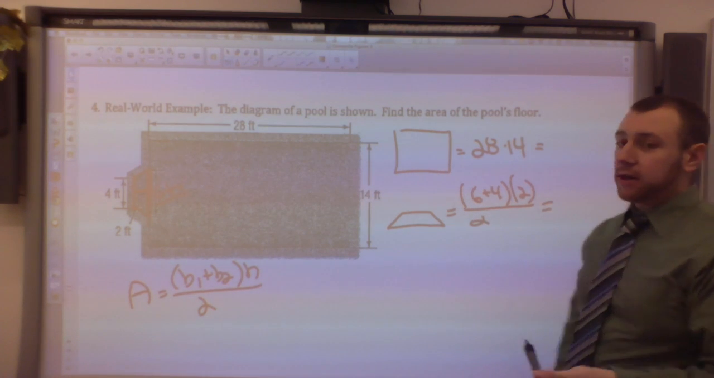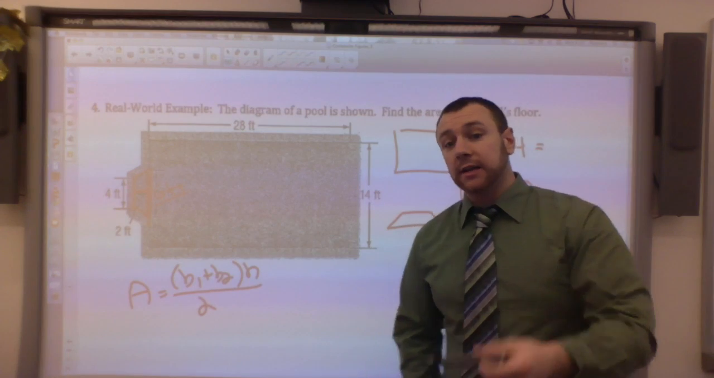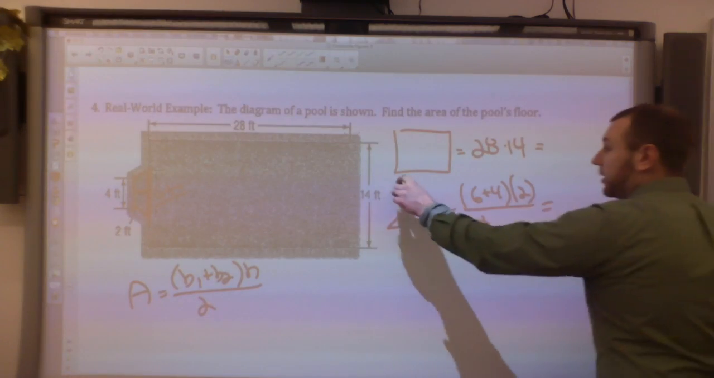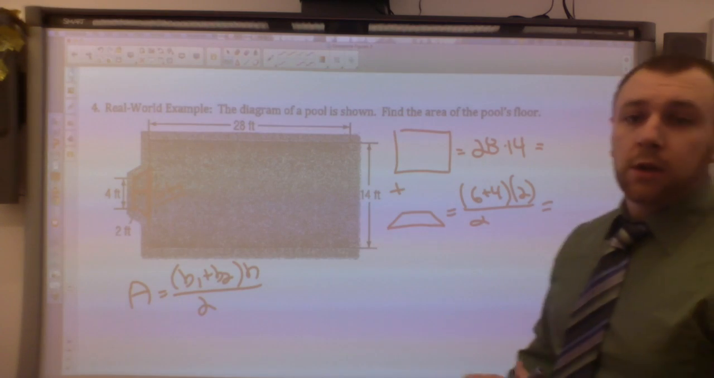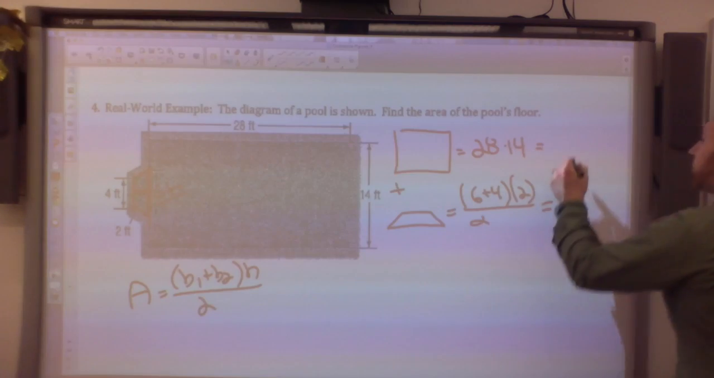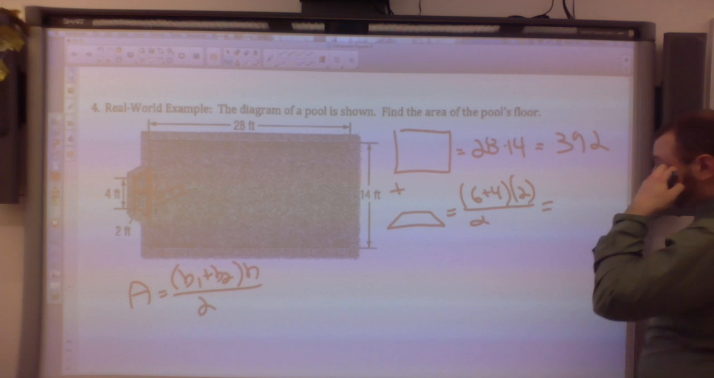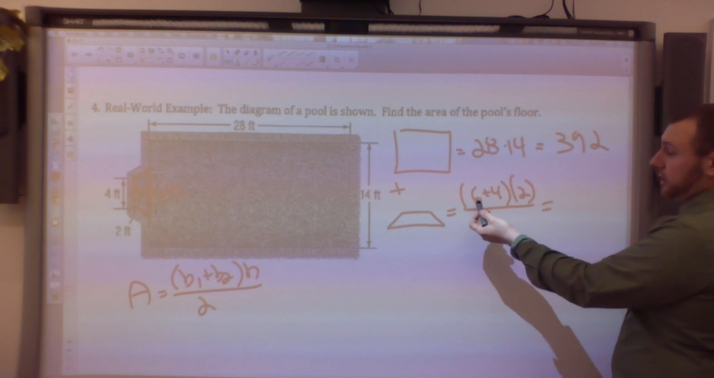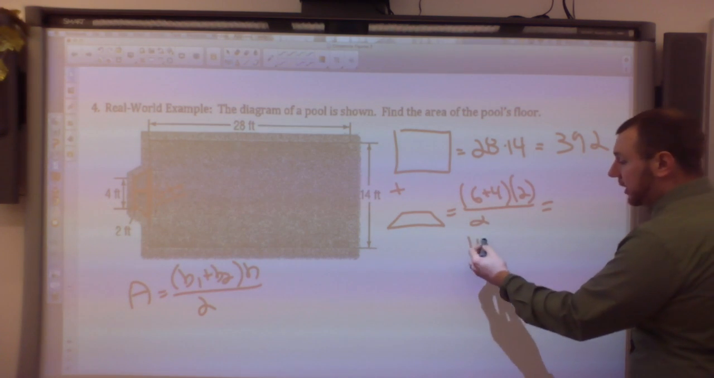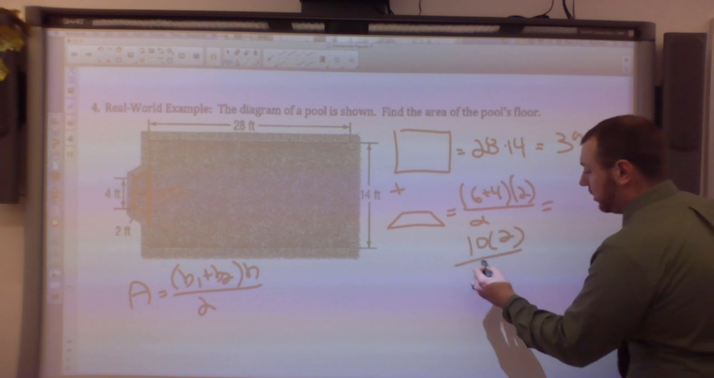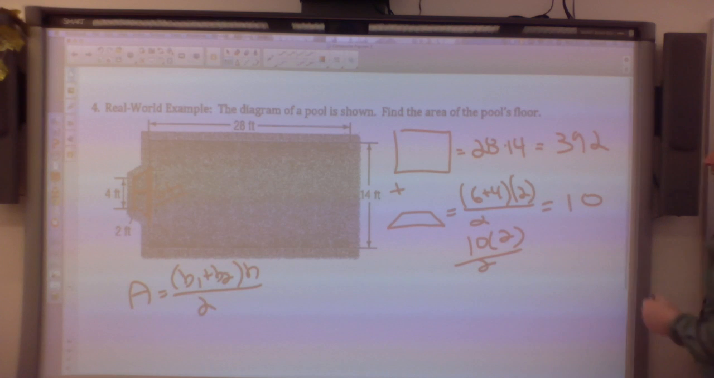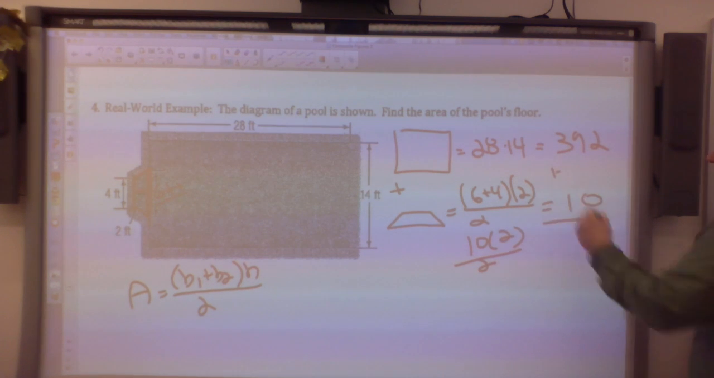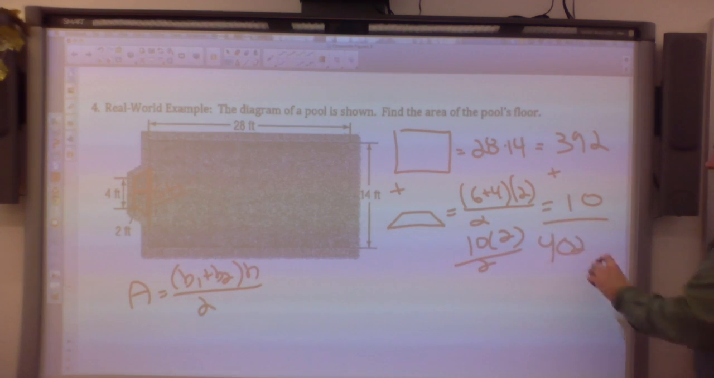When I find the area of both of those, then I'm going to add them together because now we're making a bigger figure. So 28 times 14 is 392. Here I have to do the 6 plus the 4 first. I get 10. 10 times 2 is 20, divided by 2. That's another 10. So when I add them together, it's going to be 402 feet squared.